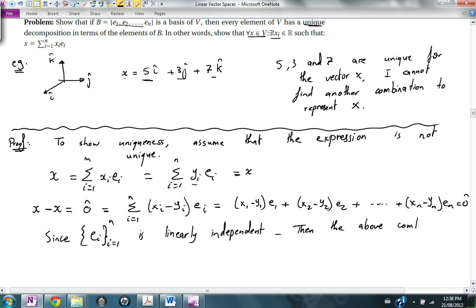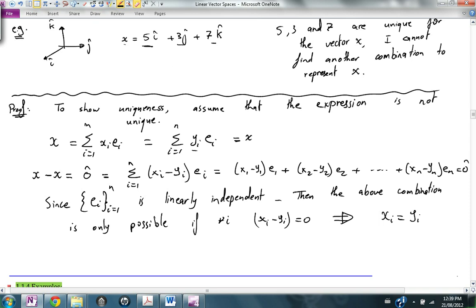Then the above combination is only possible if for every i, from i equals 1 up to n, xi minus yi equals 0, which right away gives me that xi equals yi, which means that the decomposition is unique. I can only find one set of numbers to represent x.